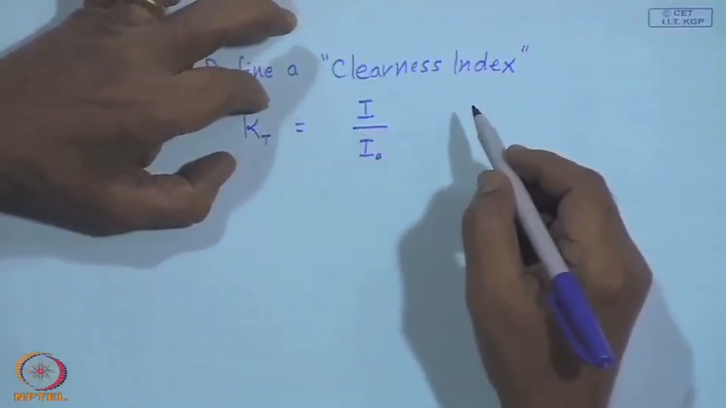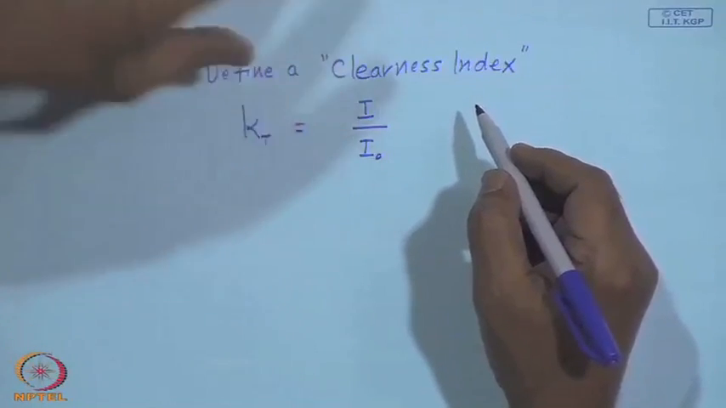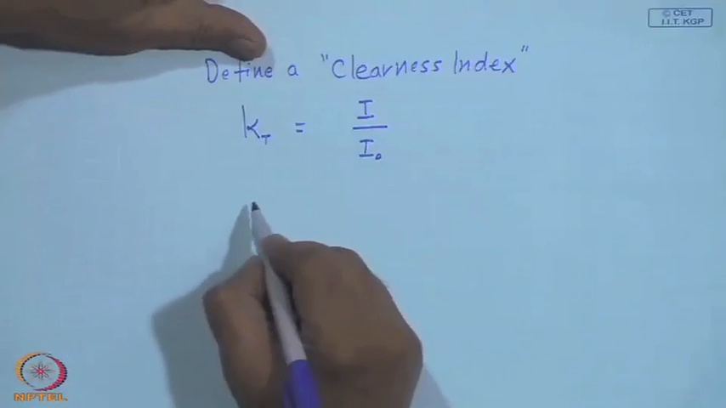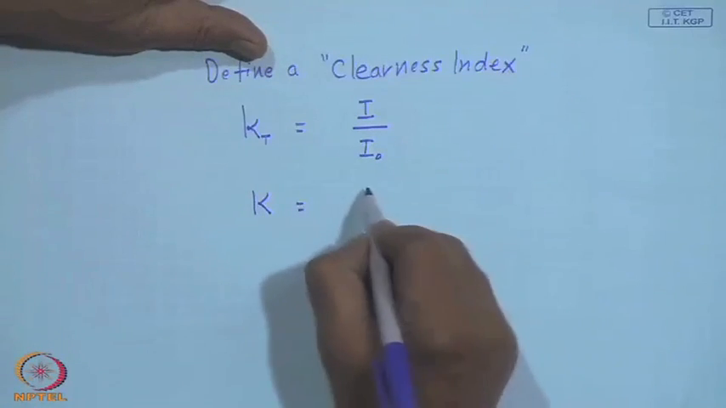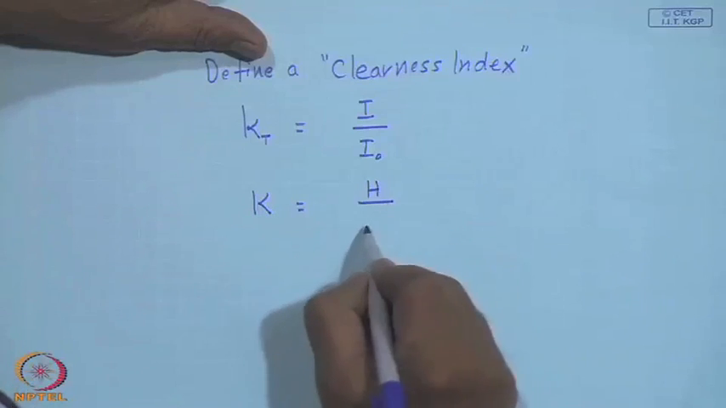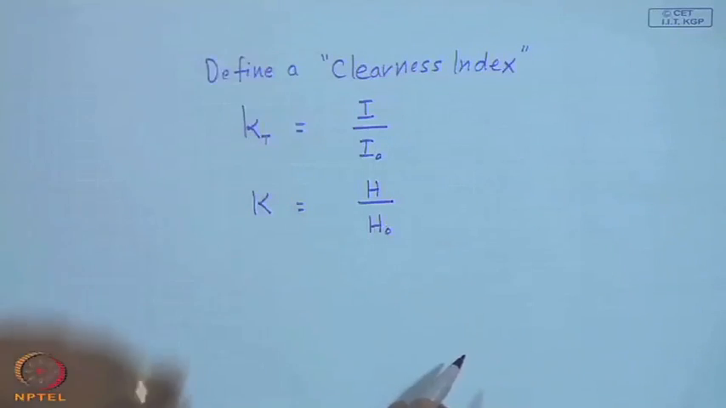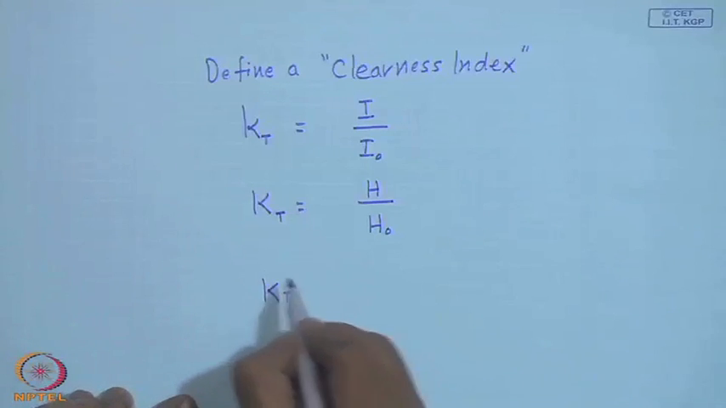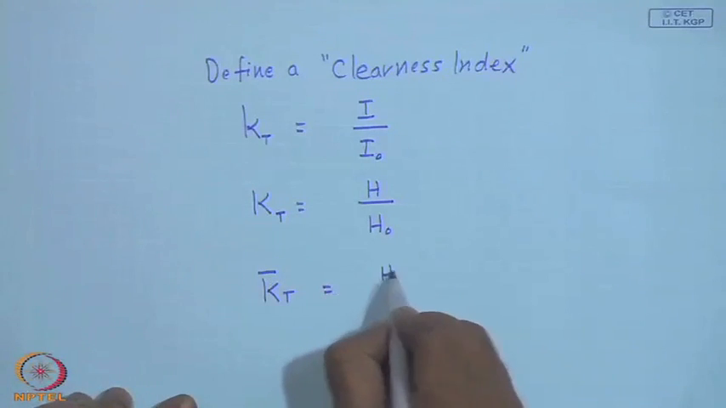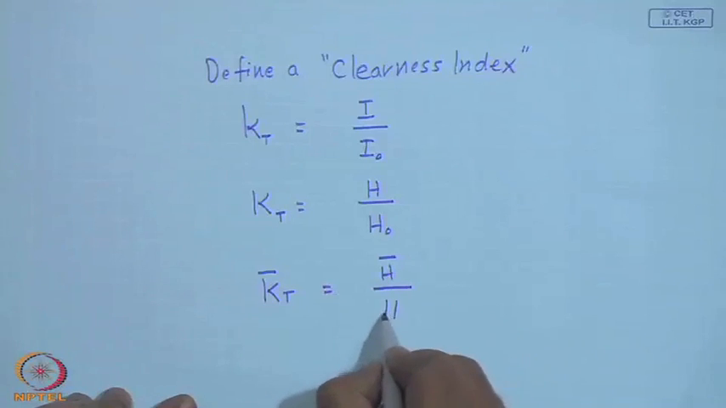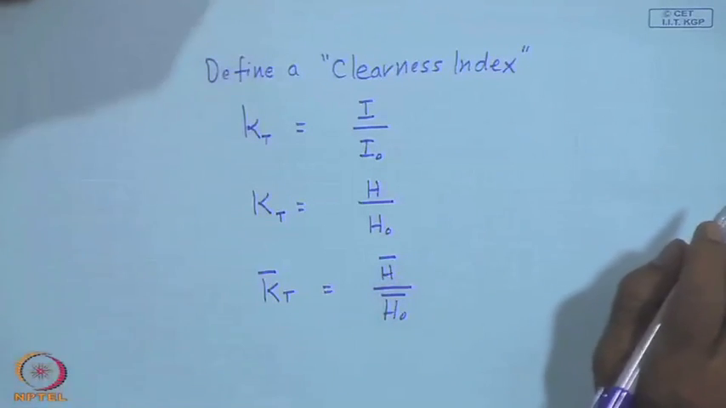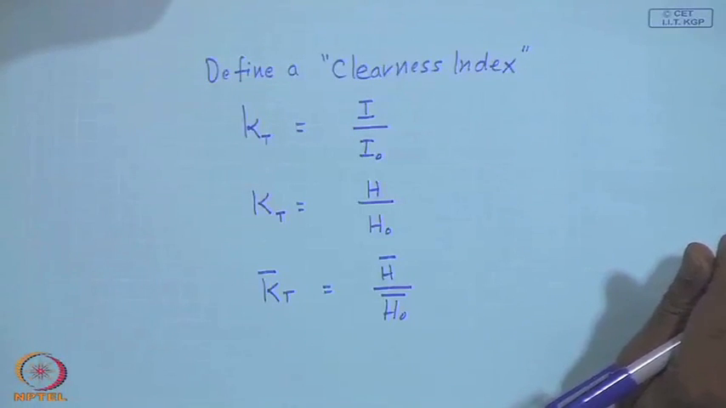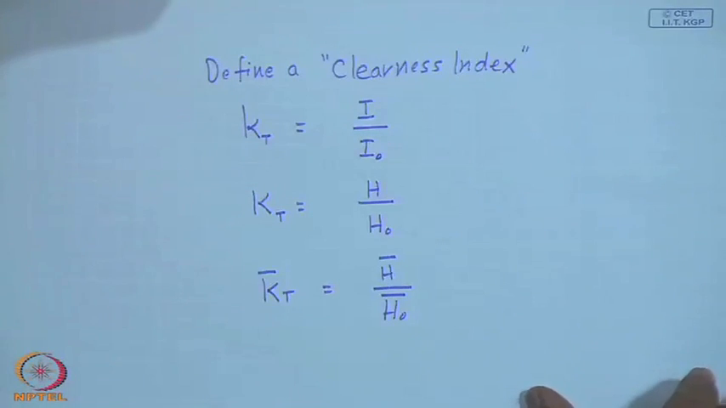So, the purpose of introducing a clearness index is something other than that; it is indirectly camouflaging as a non-dimensional number with respect to I0. Similarly, for the day I can define it as H by H0. And correspondingly for the monthly average day, you define a capital K T bar as H bar upon H 0 bar, right.